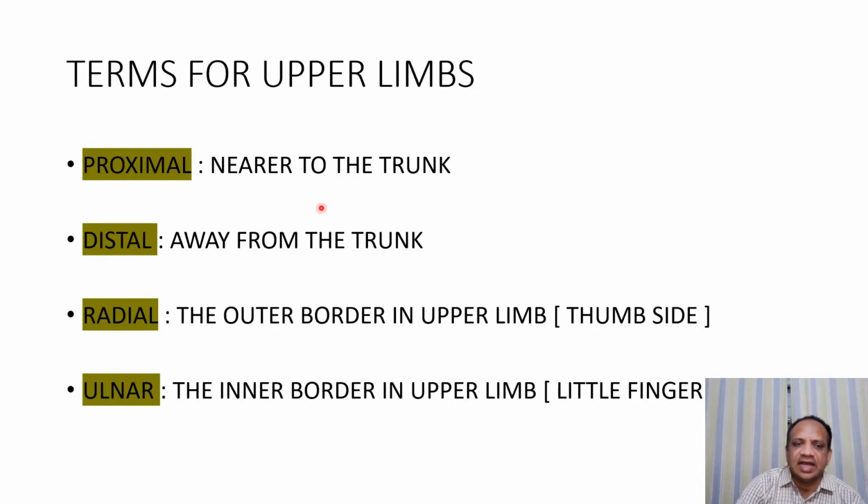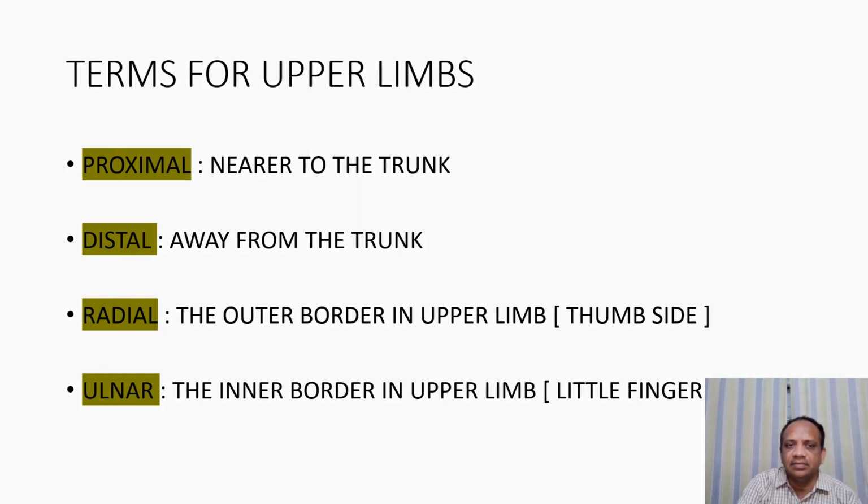As we mentioned, the proximal part is nearer to the trunk, and the distal part is away from the trunk. Radial side is the outer border in the upper limb towards the thumb side, and ulnar side is the inner border in the upper limb, that is the little finger. The outer and inner borders are mentioned according to the anatomical position. The thumb is on the lateral aspect in the anatomical position, that is the radial side.